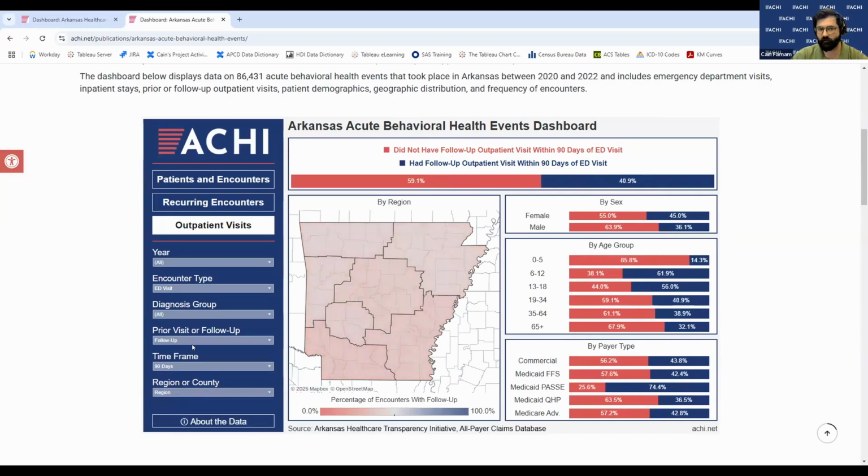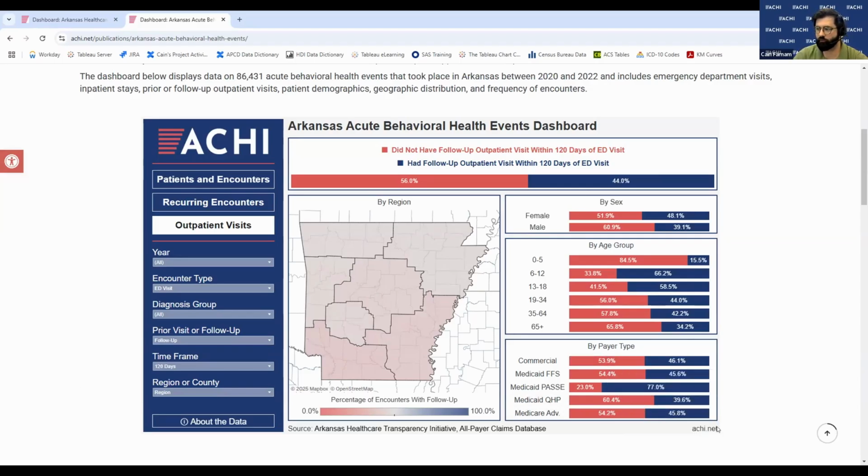At 90 days, it's 40.9%. And then the furthest window we can look out is 120 days. So at 120 days, only 44.0% of people are getting a follow-up outpatient visit. And that outpatient visit just is for a behavioral health event or for a behavioral health diagnosis. It's not any outpatient. And you can see the breakout here at 120 days.